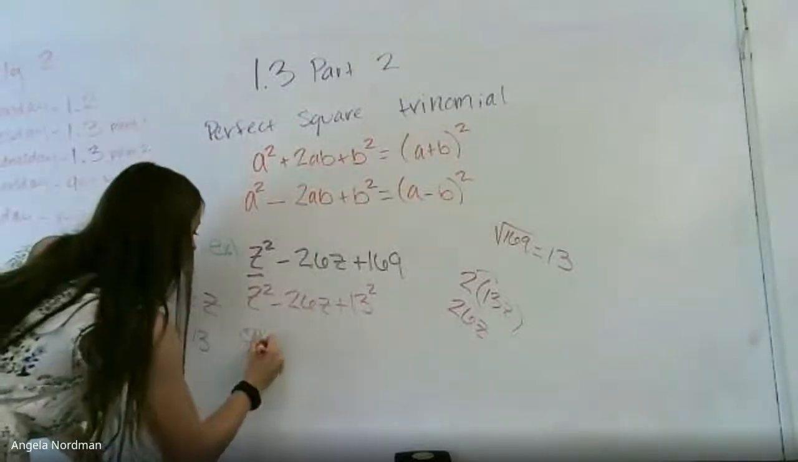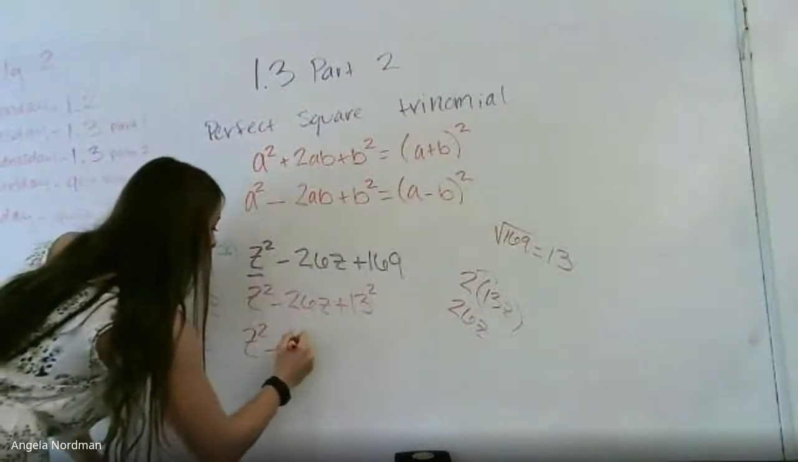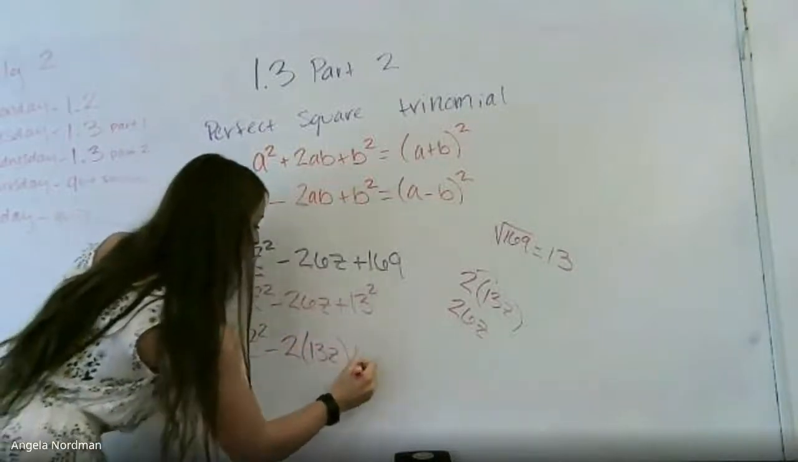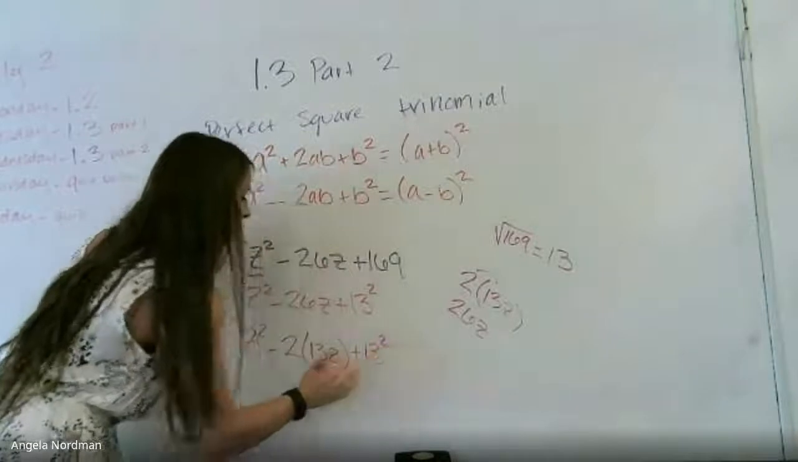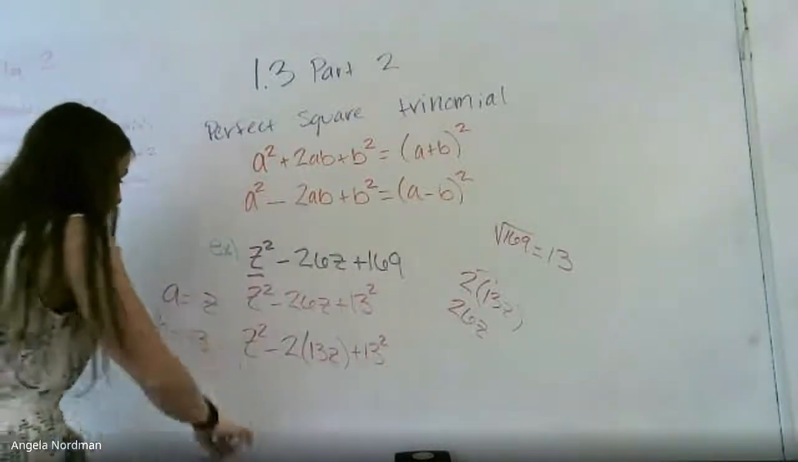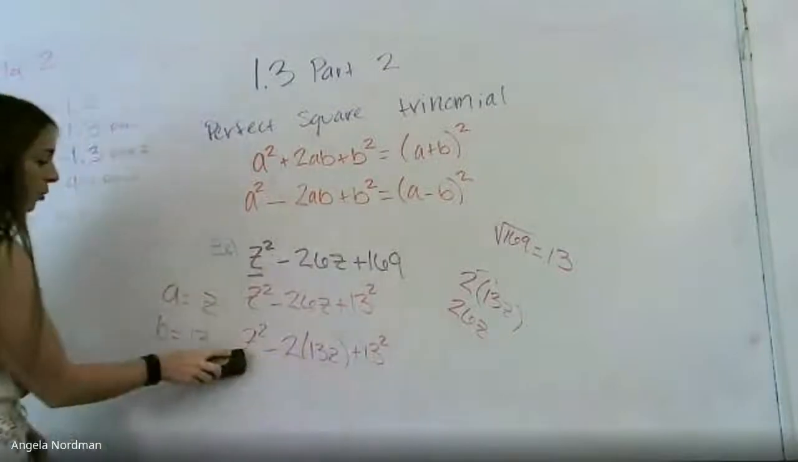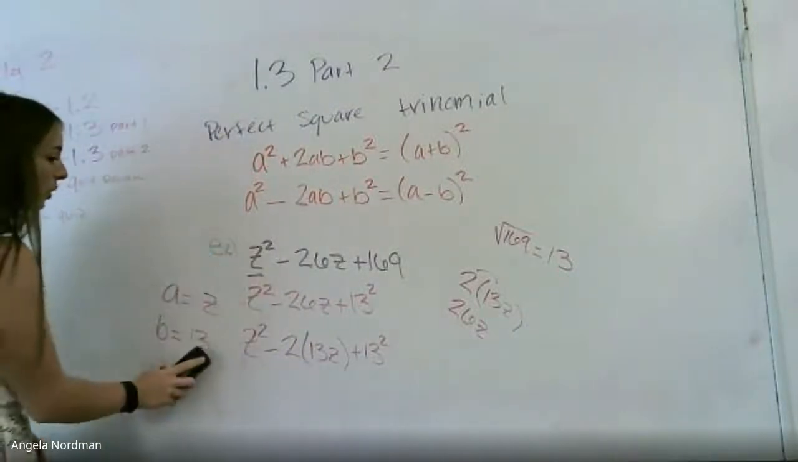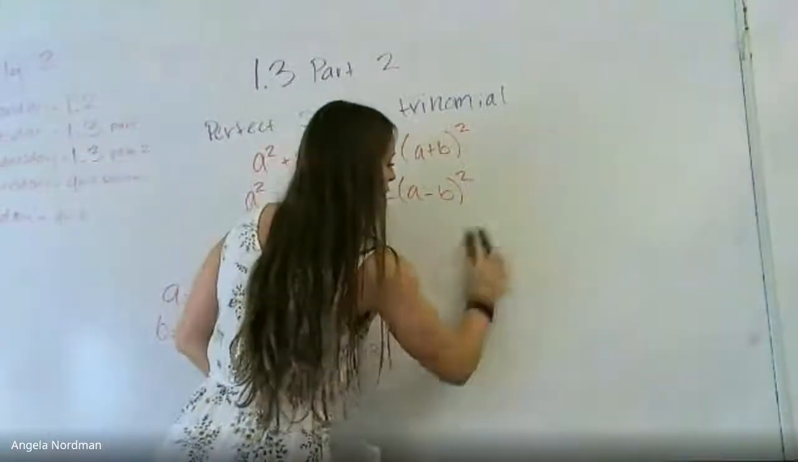I can go ahead and write this out as Z squared minus 2 times 13Z plus 13 squared. So again, this statement is equivalent to this expression, it's equivalent to this expression. All of these are equivalent, just written in different forms.